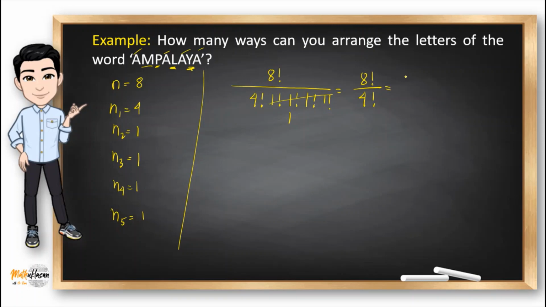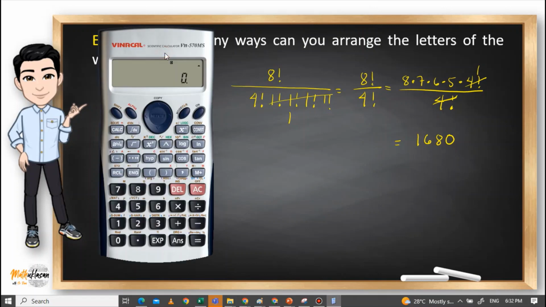So following the formula, we have 8 times 7 times 6 times 5 times 4 factorial. Then 4 factorial here. This will become 1. So 8 times 7 times 6 times 5 is equal to 1680. We can also do it in our calculator. So if it's 8 factorial, just divide it here, 4 factorial. So that is correct. It's 1680.